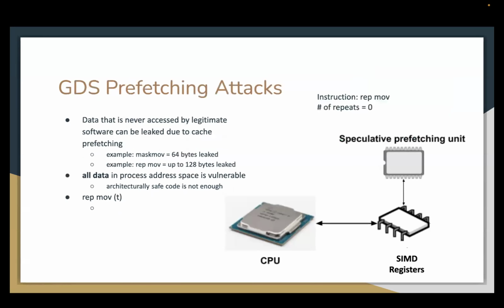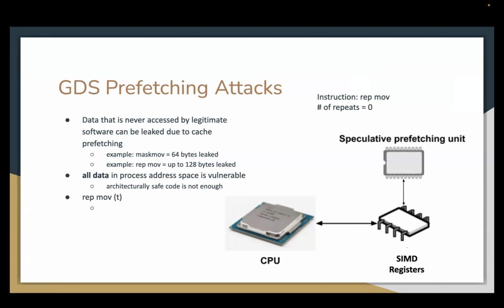Okay, and the next attack they were talking about is with the gather data system. Basically the authors realized that this actually allowed for a very elaborate prefetching attack where data that was never accessed by any system or any software in the system could actually be accessed through the cache. So similar to the other papers today, this is about speculative prefetching.